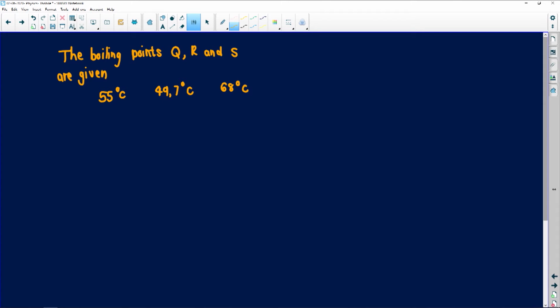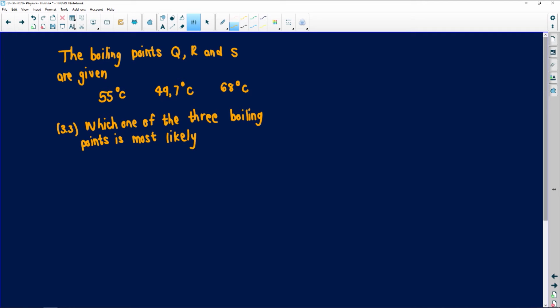So now let's see what the actual question says. With 3.3: which of the 3 boiling points is more likely the boiling point of compound R? And they want us to explain. Let me write it out so you can study better.